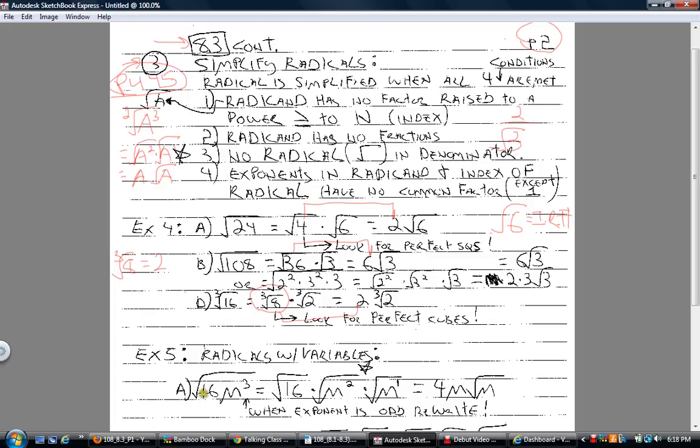Okay, square root of 16 m to the third. We now got some variables. We're going to apply what we learned up here. You get the square root. Now you know that index is 2, so don't forget that. Square root of 16, you break them apart. You're allowed to use multiplication and break apart the factors. Square root of 16 is going to be 4.